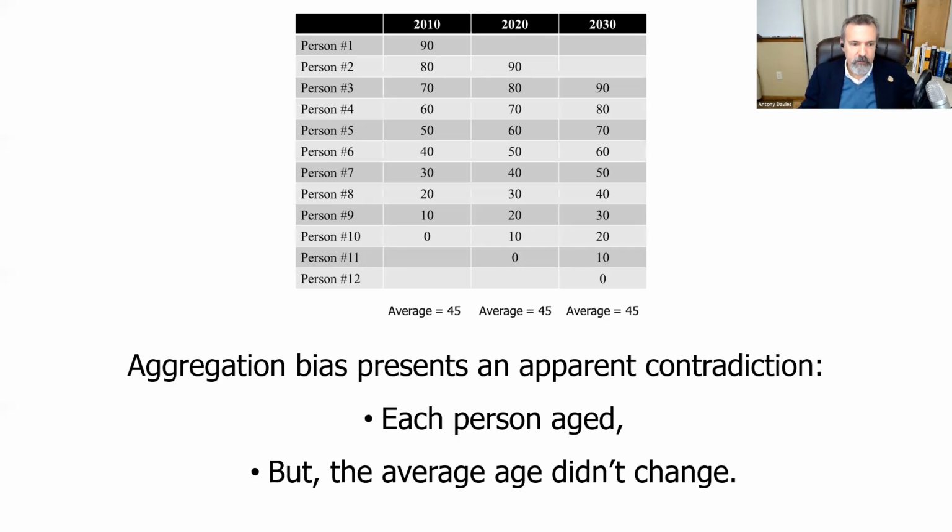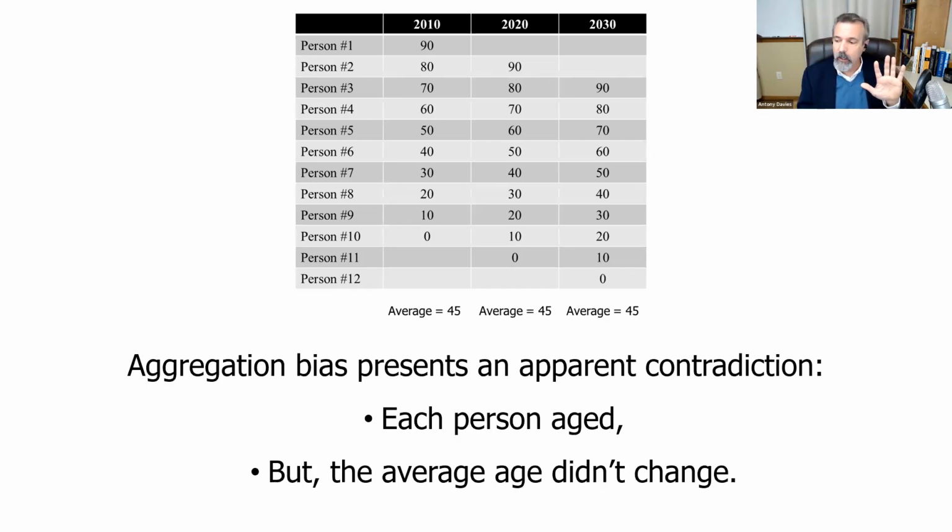That's an aggregation bias. Here's how it works. There's an apparent contradiction here. On the one hand, the average age of my community is the same. It's 45, it's 45, it's 45. So if you look at the average, it would appear that nobody has aged. And yet, every single person here aged. Every 10 years that goes by, each person ages 10 years. And so I've got this weird contradiction. Individually, each person ages, but the average age doesn't change.